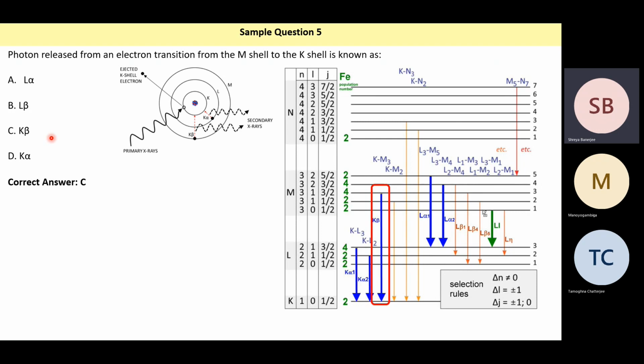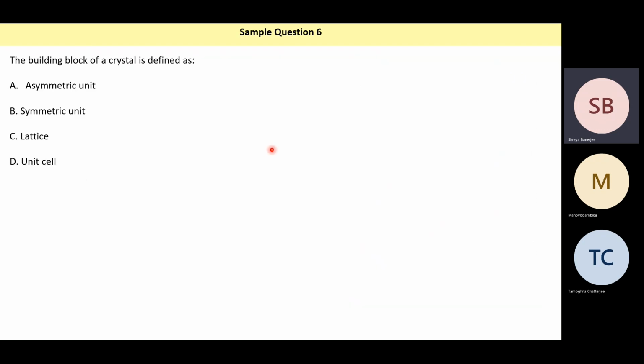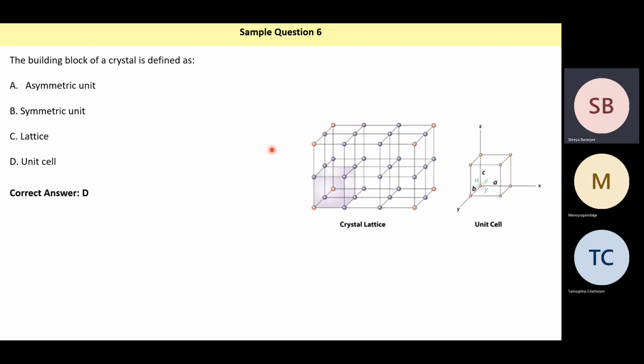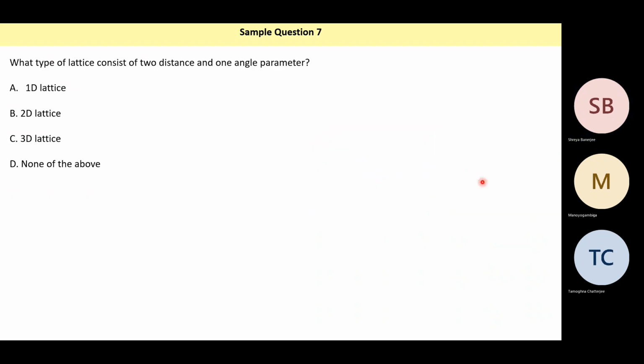The next question is, what is the building block of a crystal defined as? Unit shell. Yeah, the correct answer is unit cell. As you can see from the crystal lattice, the building block is the unit cell. If you are asked what the unit cell parameters are, then for a 3D lattice, it is a, b, c, the 3 sides, and alpha, beta, gamma, the 3 angles. The next question is, what type of lattice consists of 2 distance and 1 angle parameter?